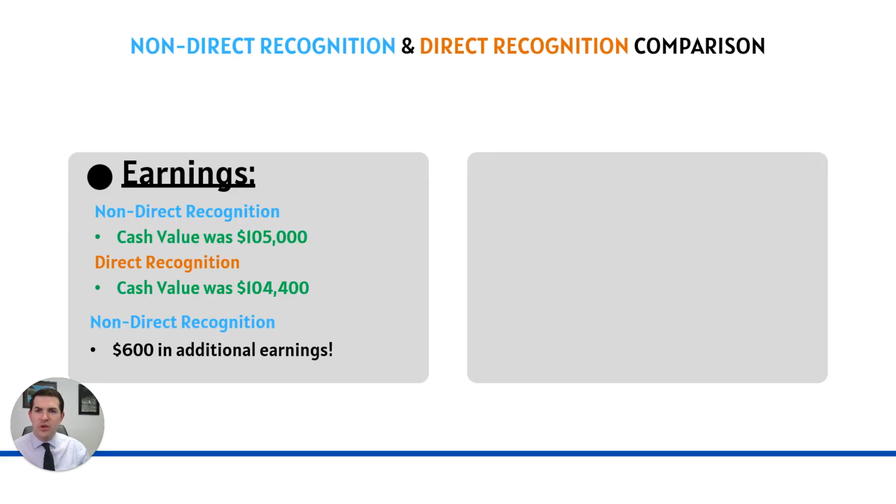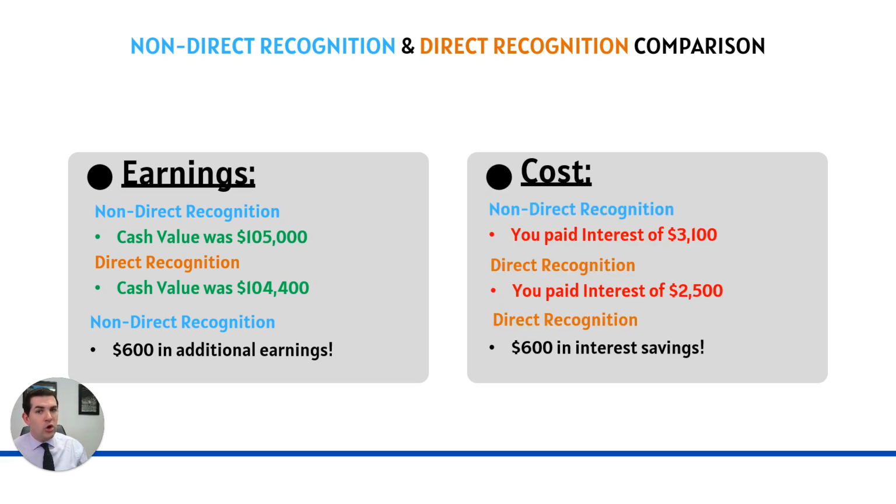First, we'll look at the earnings. So non-direct recognition: the cash value after you paid the loan back was $105, the same dollar amount it would have been if you never touched it in the first place. Whereas with direct recognition, the cash value was $104.4. Non-direct recognition looks like it has an extra $600 in earnings. That's the better option. However, we want to look at our cost.